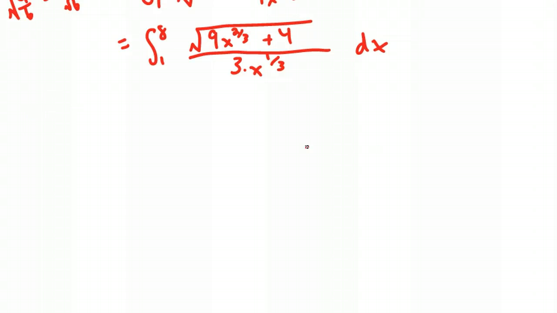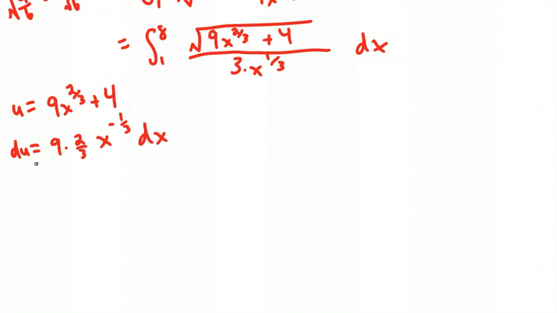So here is where we're going to do a u substitution. We'll let u be 9x to the 2/3 plus 4, and du will be 9 times 2/3 x to the minus 1/3 dx. Of course, the derivative of 4 is 0. Another way of writing this is that du is equal to 18 over 3, which is 6, times 1 over x to the 1/3 dx.